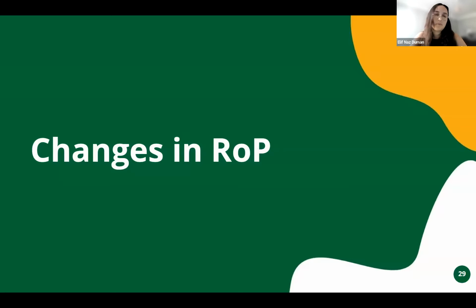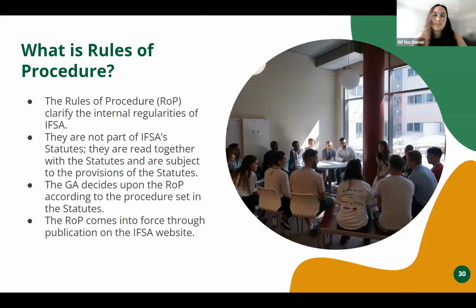As Simone previously mentioned, the rules of procedure is the document that basically shows how IPSA works. The document itself is not part of the IPSA statutes, but they are read together as a subject. The General Assembly decides the changes for the rules of procedure according to the relevant changes that are needed, and the rules of procedure come into force through publication on the IPSA website once approved by the General Assembly. So let's begin.